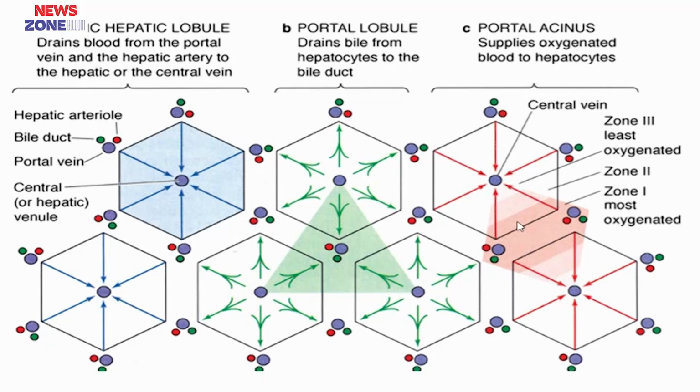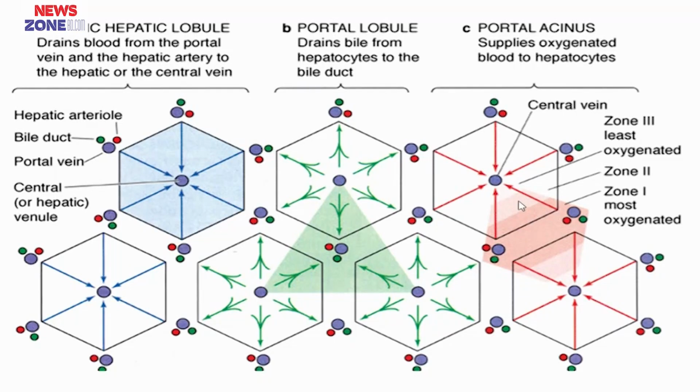and in this area it supplies oxygenated blood to hepatocytes, and this area is again divided into three zones: zone 1, zone 2 and zone 3. Zone 1 is the most oxygenated part and zone 3 is the least oxygenated part.